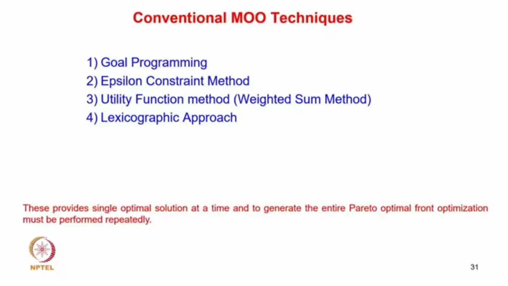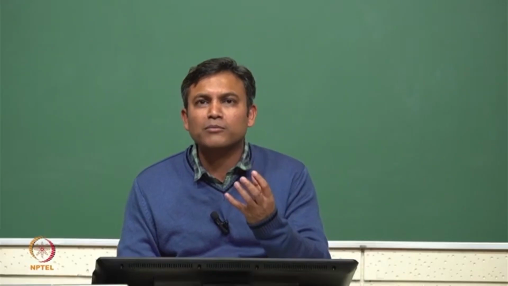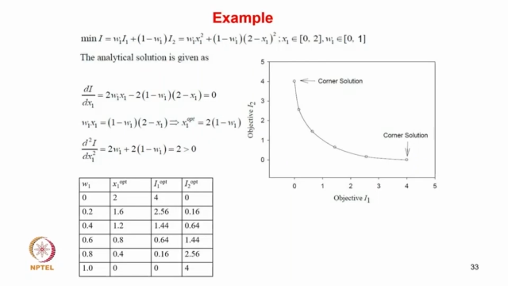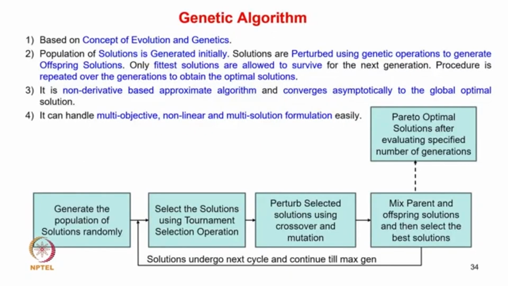Clearly, all these methods give you one optimum solution at a time. So if you want to generate the entire Pareto optimal front, you have to run these algorithms multiple times iteratively, isn't it? But there are some modern-day optimization methods which can generate the entire Pareto optimal front in one go, and the typical algorithm used for that is the genetic algorithm.